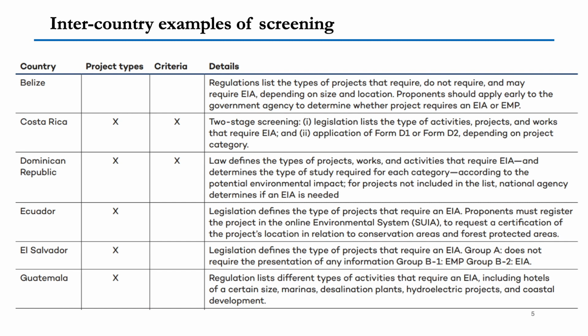El Salvador, again, a one-step process. Legislation defines the types of projects that require an EIA. Group A signifies that it does not require the presentation of any form. Group B, EMP will be conducted. Group B1 means EMP will be conducted, Group B2 means EIA will be conducted. Guatemala legislation lists different types of activities that require an EIA, including hotels of a certain size, marinas, desalination plants, hydroelectric projects, and coastal development.